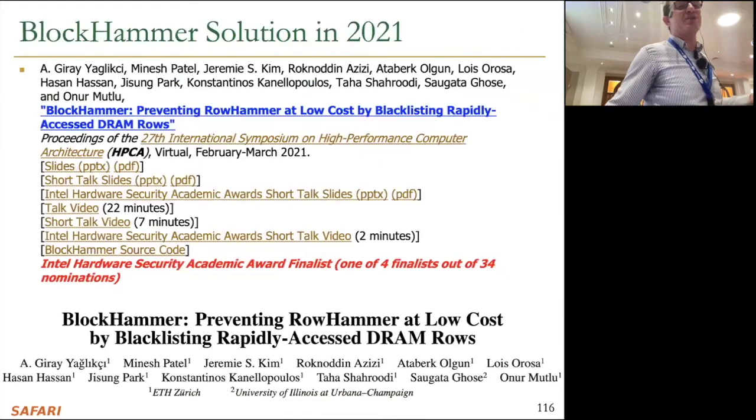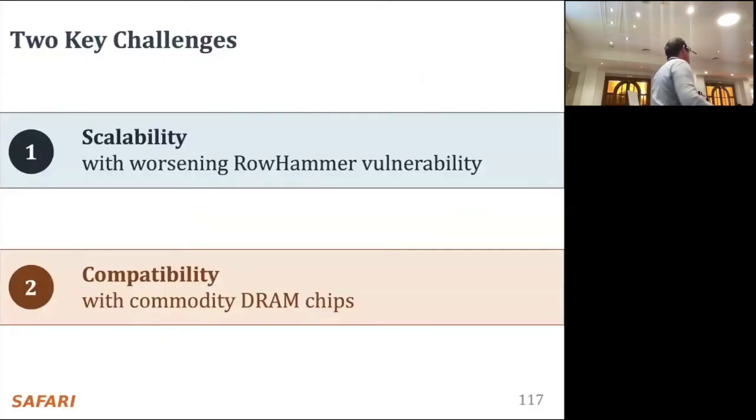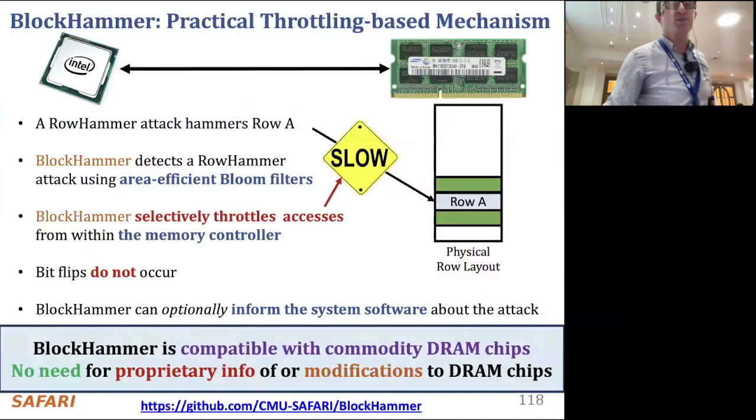Okay, so there are other solutions to RowHammer. I think I like this solution. It doesn't scale to very small RowHammer counts. But our goal in this solution was to scale as much as possible with worsening vulnerability and not change the DRAM chips as much as possible. And I'll give you the basic idea of the solution. Essentially, it's a throttling mechanism.